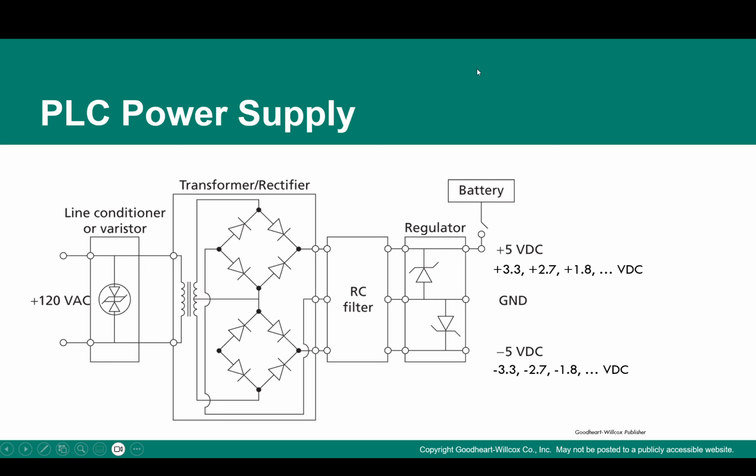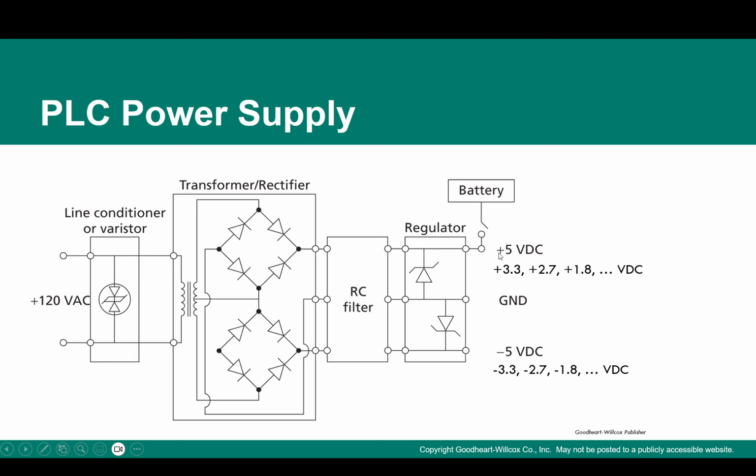Again, the final key block inside the PLC is the PLC power supply. What it does is take the power from the mains, 120 volts in the North American region, and after the transformer it uses full wave rectifiers, filters, and regulators in order to generate the voltage for the PLC.